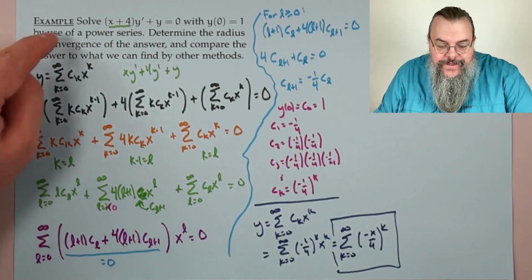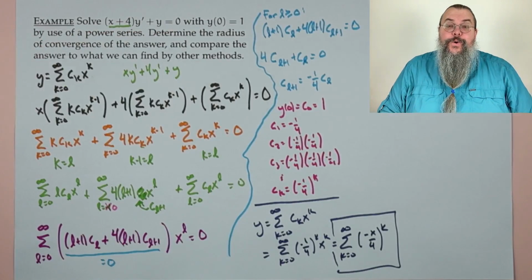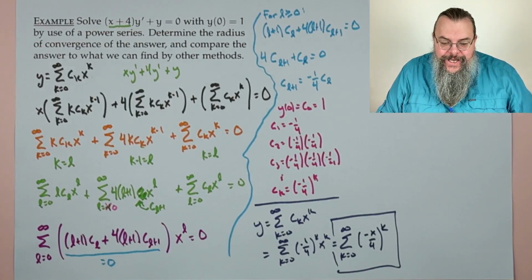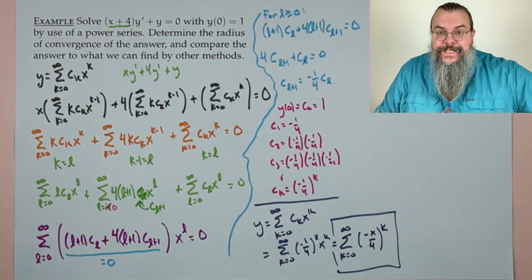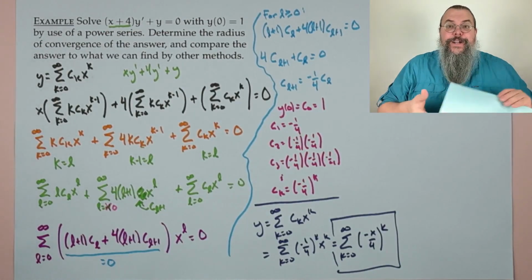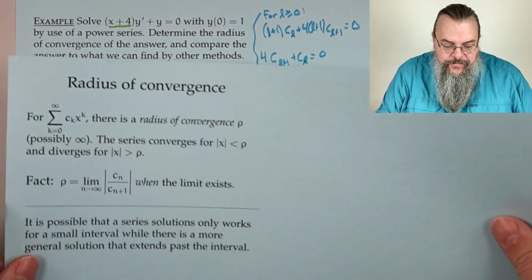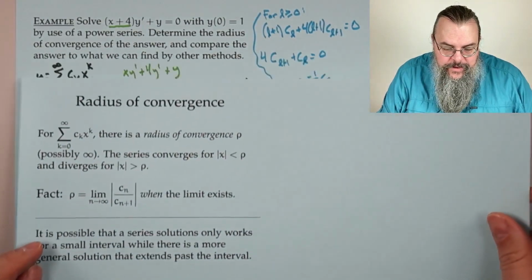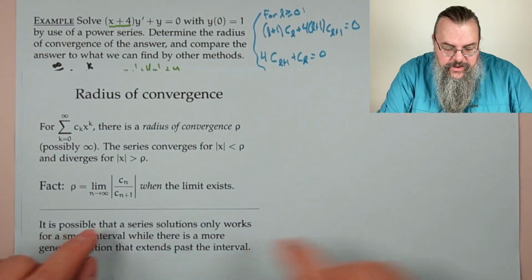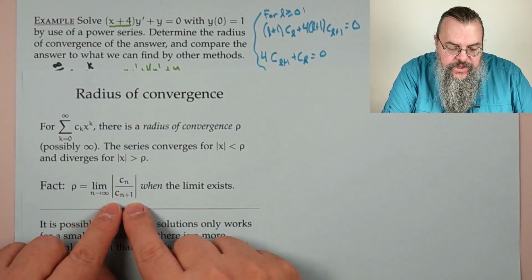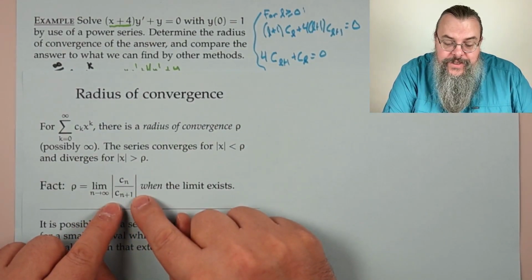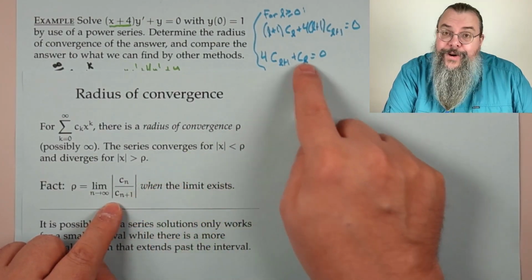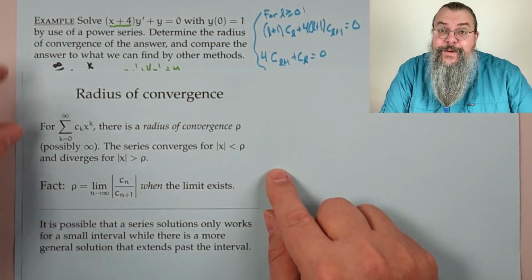Of course, that's just the first part. Okay. Determine the radius of convergence of the answer. Now, we're in luck, right? Because let's go back, and we're going to make a note here. You take the ratio of the current coefficient over the next coefficient in absolute value. Now the thing is, using our recurrence relationship, that's going to be pretty easy.